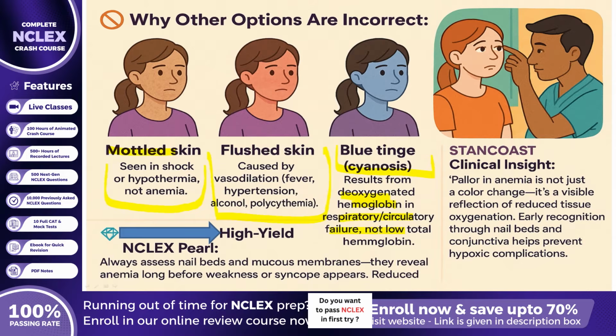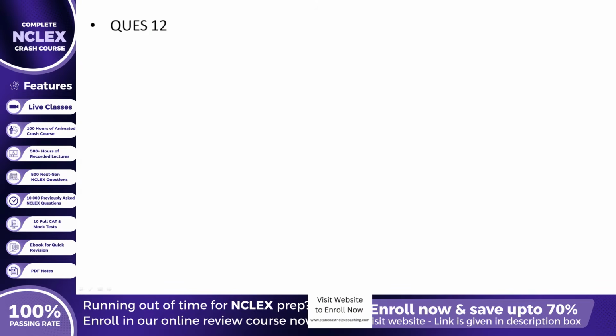Anemia leads to decreased hemoglobin, which directly reduces oxygen delivery, manifesting as pallor and fatigue. Always assess nail beds and mucous membranes first, as these reveal anemia long before the client experiences overt weakness or syncope. Let us transition into this engaging clinical reasoning scenario that explores a fundamental concept in hematology.